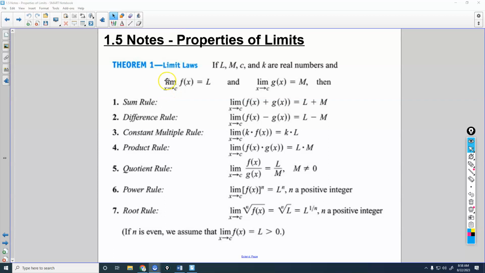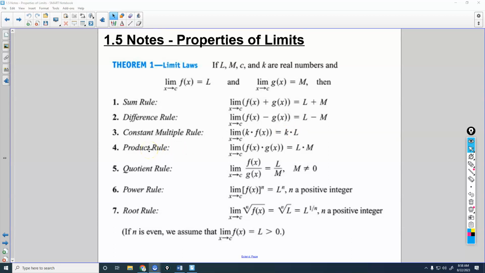So, if we have a limit of f of x that equals L and a limit of g of x that equals M, we have several different rules for limits. The sum rule tells us if you have f of x plus g of x, and the limit of f is L and the limit of g is M, then your answer is just L plus M. Difference rule is similar, just L minus M. A constant multiple rule: if you have a limit of some constant, like 5 times f of x, then it's just going to be 5 times that value L.